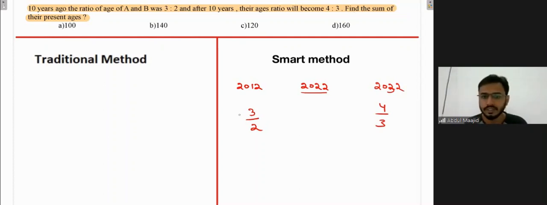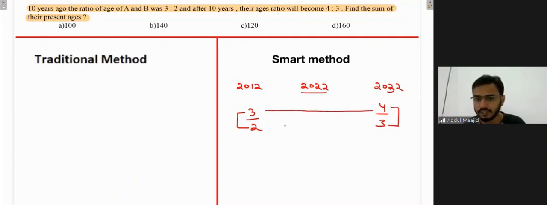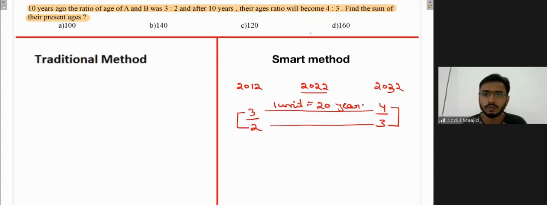Look here, I just now explained that the difference is 1, the difference is 1. This is after a gap of 20 years. See, the ratio is changing, but the difference is not changing. Here also it is 1 unit, here also it is 1 unit. So you can directly say 1 unit is equal to 20 years.